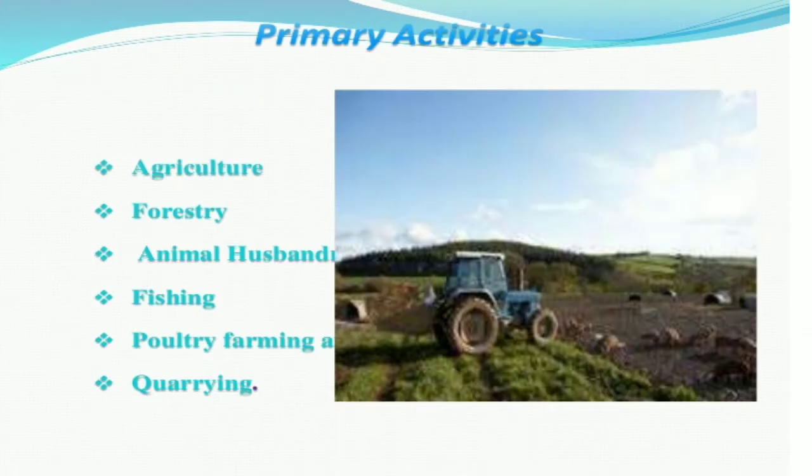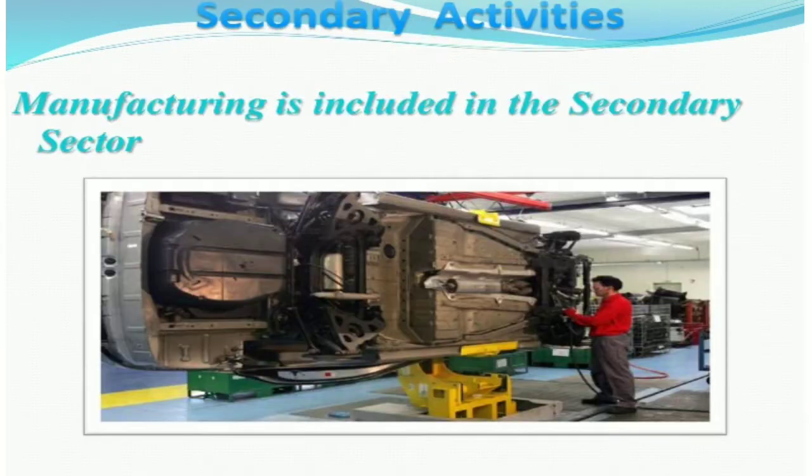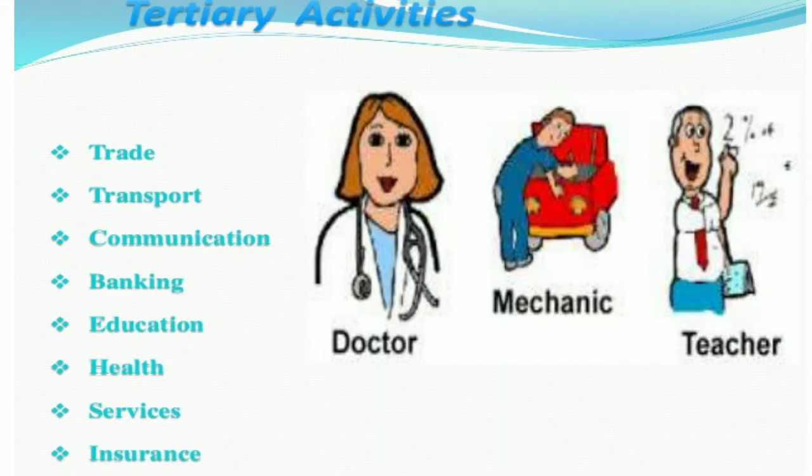Primary activities include agriculture, forestry, animal husbandry, fishing, poultry farming, quarrying, etc. Secondary, the manufacturing unit, you can see here, is included in the secondary sector. Then the tertiary sector includes more services: trade, transport, communication, banking, education, health, services, insurance, doctor, mechanic, teacher. They are all included in the tertiary sector.